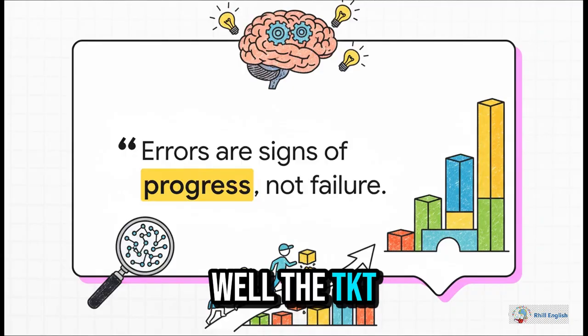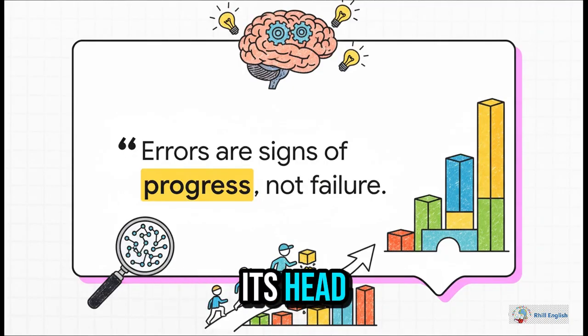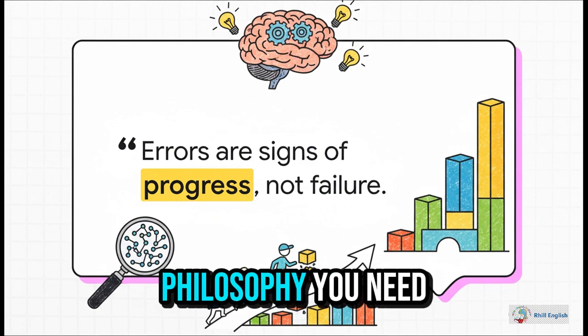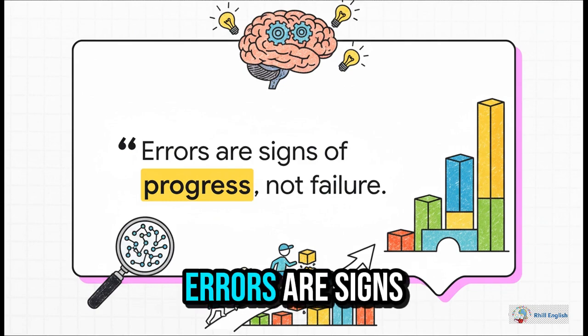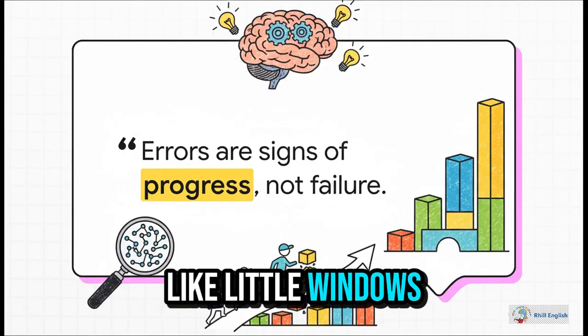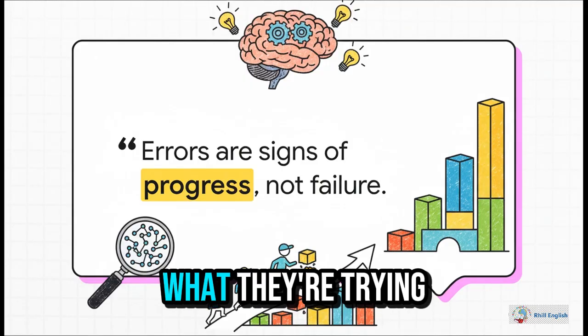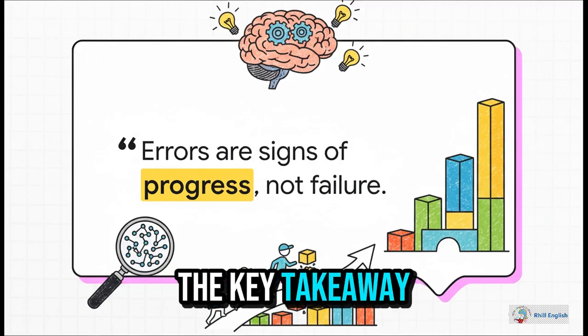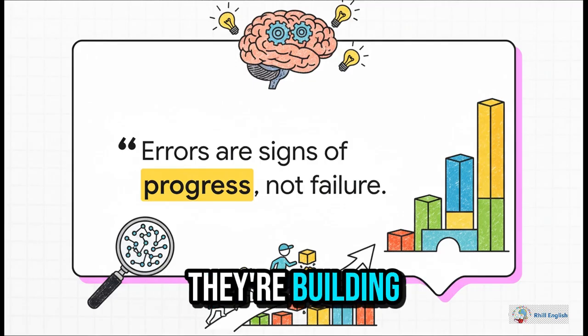Well, the TKT framework wants us to take that idea and flip it completely on its head. This right here is the core philosophy you need to get behind. Errors are signs of progress, not failure. Seriously, think of them like little windows into a learner's mind, showing us exactly what they're trying to figure out. The key takeaway? They're not failing, they're building.